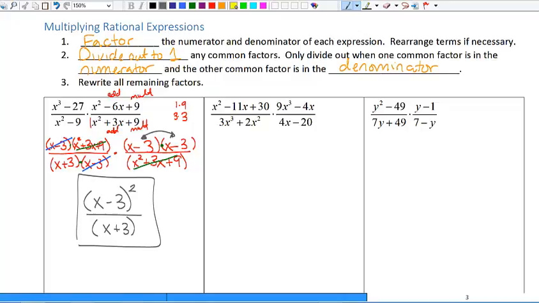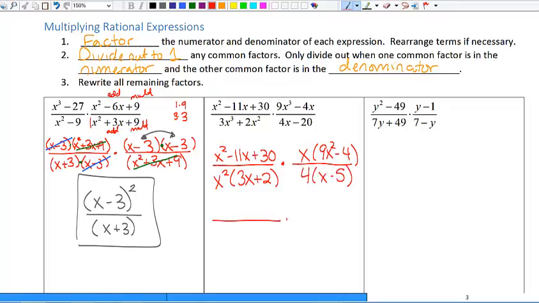On the next problem, it looks like I have some polynomials with GCFs. So the first thing I want to do is factor out any GCFs. There are no GCFs in the first one, so for this step, I'm just going to leave it as is. I know I probably could have factored that, but I'll come back to that later. On the denominator, I have a GCF of x squared, which leaves me with 3x plus 2. In the numerator of the second fraction, I have a GCF of x, which leaves 9x squared minus 4. And in the denominator of the second fraction, I have a GCF of 4.